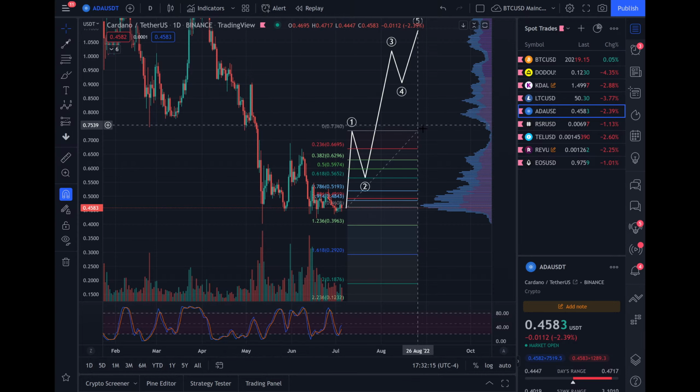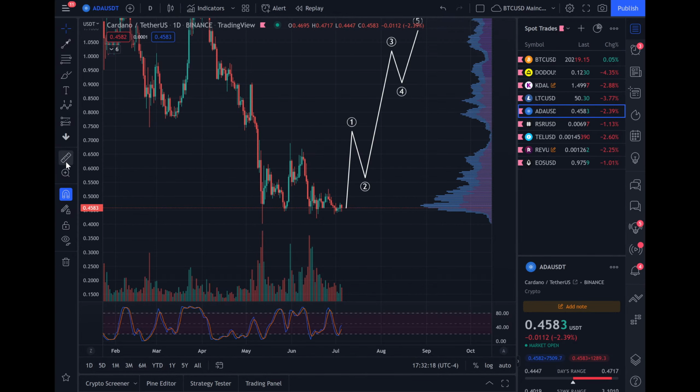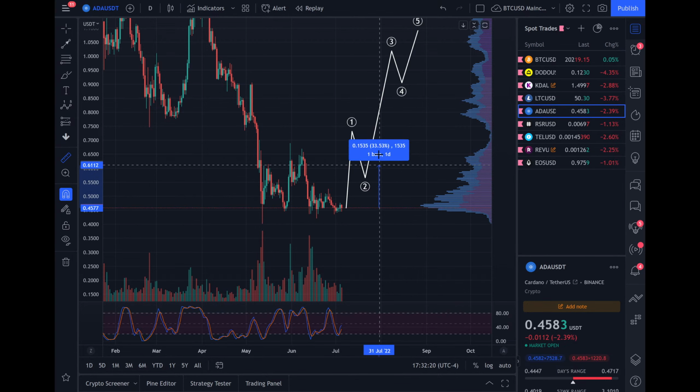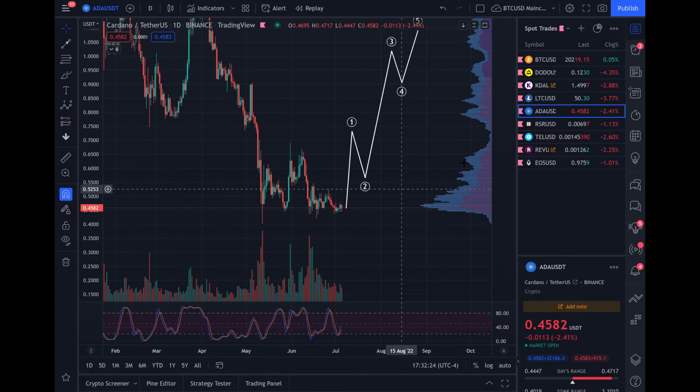So that's what I'm seeing for Cardano. I am expecting about a 60% pump. And again, I would not be surprised if this happens in the course of just a few hours.